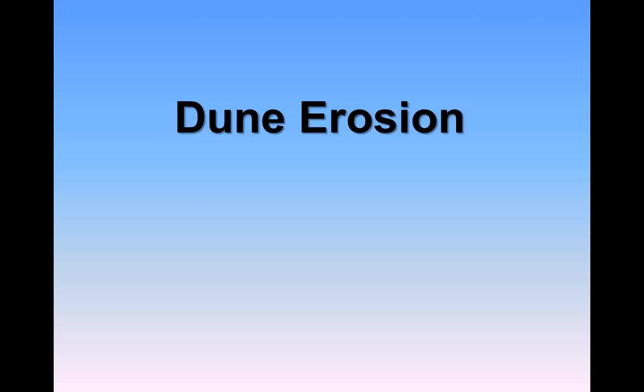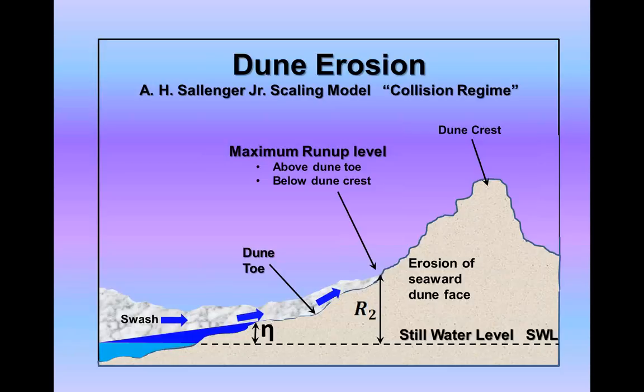I'll talk about dune erosion first using the Stockton parameterization. What we do is we take the R2 level from the Stockton parameterization, which is the maximum run-up level, and we incorporate it into the Sallenger scaling model. And when we have a situation where run-up or the R2 level is somewhere between the dune toe and the dune crest, Sallenger defines this as the collision regime, and this is really the point in which dune erosion begins.